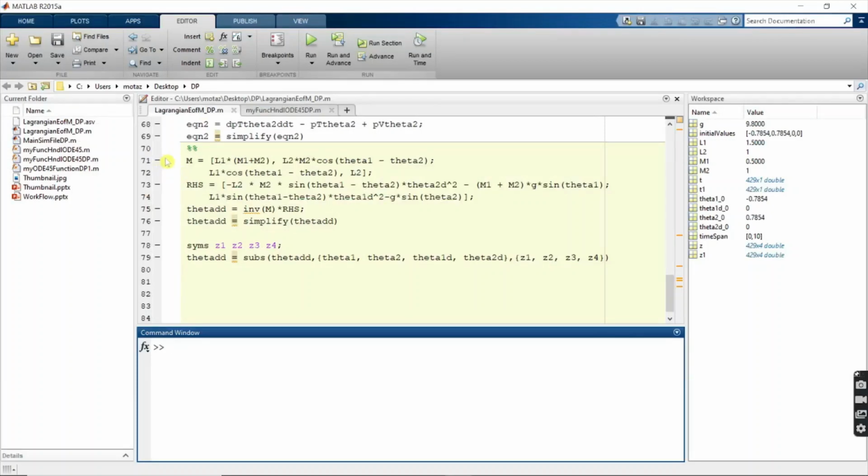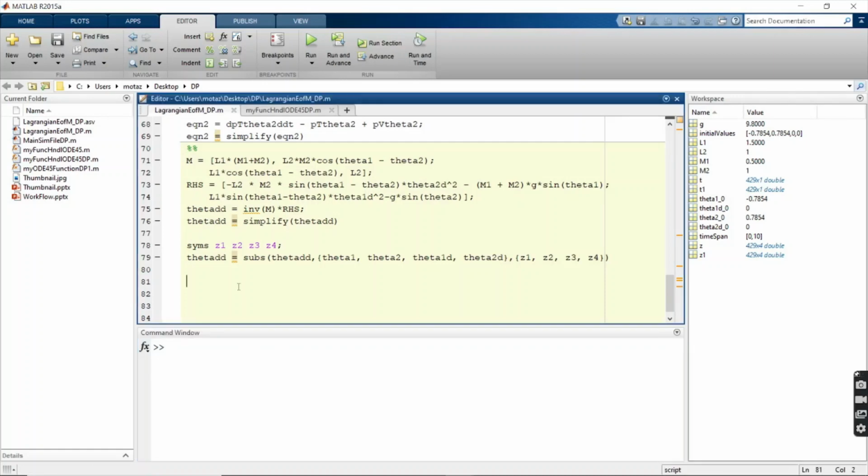Okay, here in Matlab, we just basically make up this matrix M, what we showed previously. And this is the right-hand side. And then the theta double dot column vector made up of theta 1 double dot and theta 2 double dot is just the inverse of matrix M times the right-hand side, and then we simplify, and then we use this subs function to replace everywhere we see theta 1, theta 2, theta 1 dot, and theta 2 dot with z1, z2, z3, and z4. So let's run this one. Oh, we need to run it from the beginning.